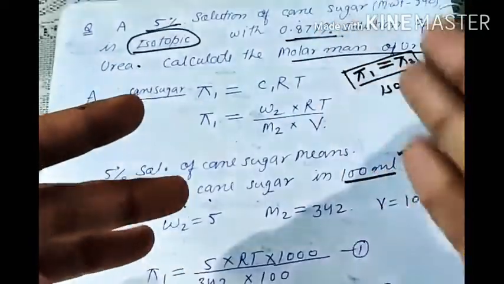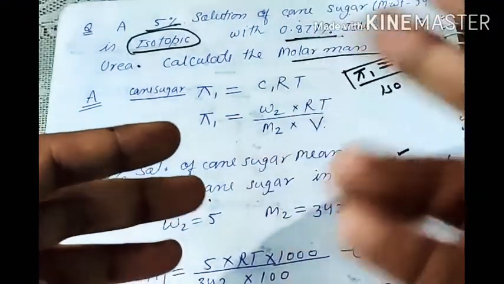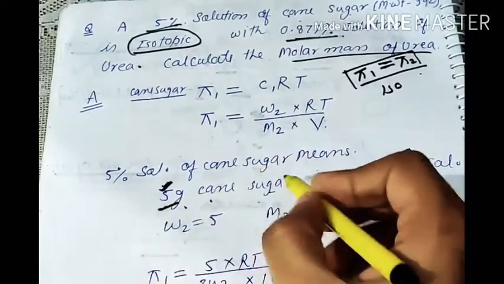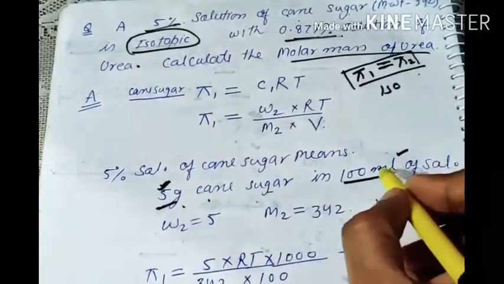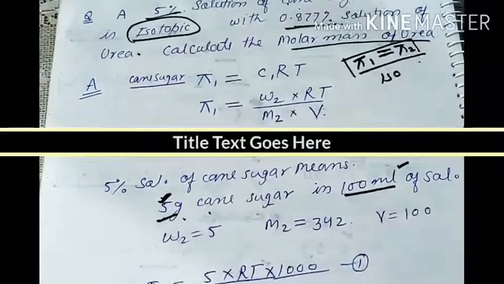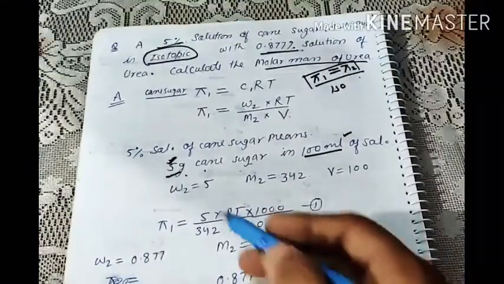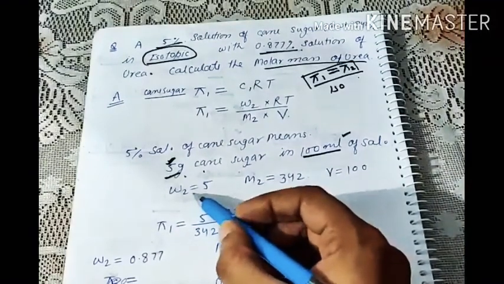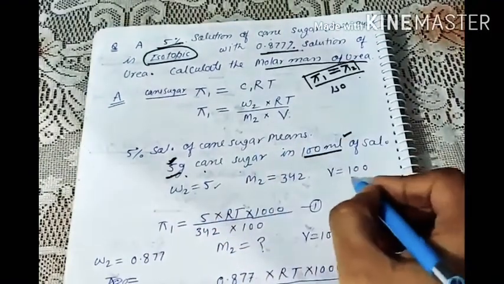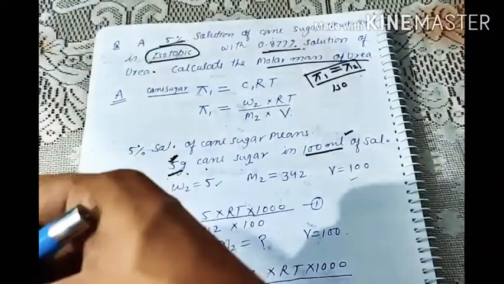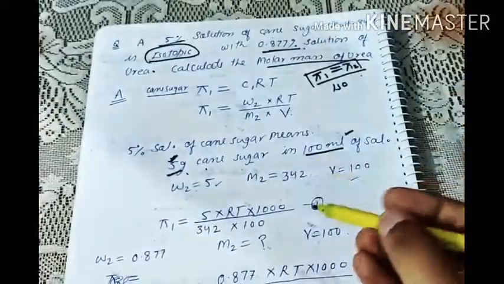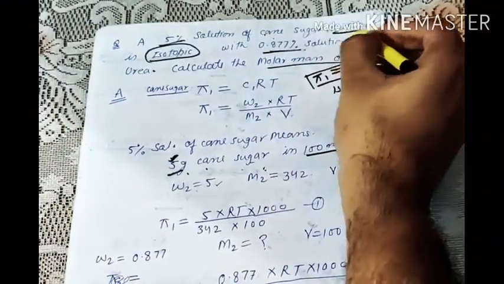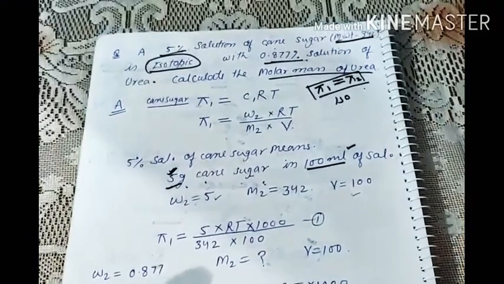Number one is the weight of the solute, another one is the volume or the mass of the solution. सो यहाँ से हमें इसका वेट ऑफ केन शुगर मिल गया, और हमें यहाँ पे 100 ml सोल्यूशन मतलब वॉल्यूम भी हमें मिल गया. So mass of the solute, meaning cane sugar, is 5, volume of the solution is 100, okay, and molar mass of the solute, meaning cane sugar, is also given, this is 342, it is given in the question, okay.